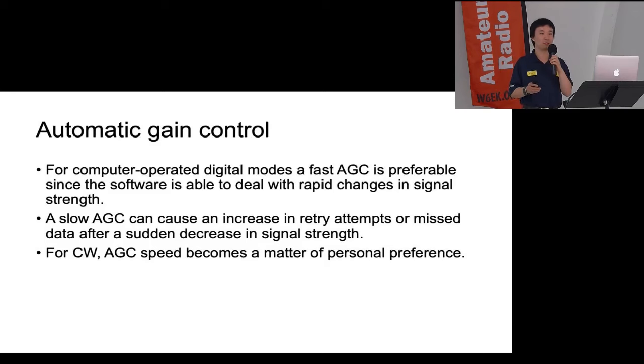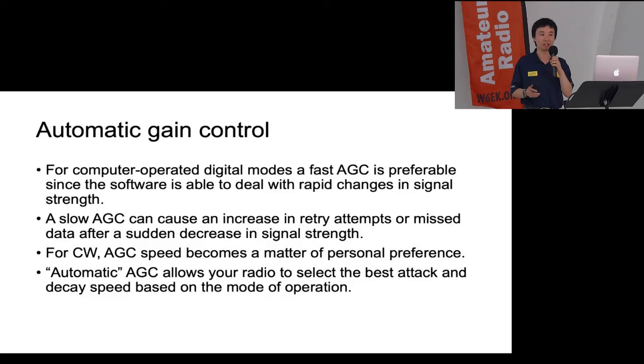Certain radios also have an automatic AGC, which in the simplest form remembers your setting per mode. Others, out of the factory, have some optimized modes depending on whether you're operating, say, sideband or CW or data. So, in short, the automatic gain control is there to keep you from having to turn that volume knob all the time. So, what about manual gain control?